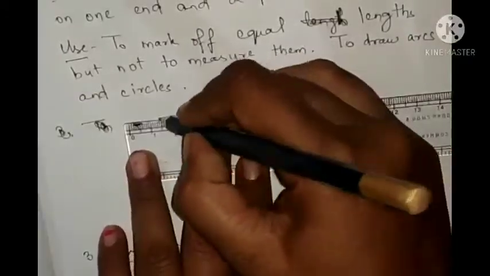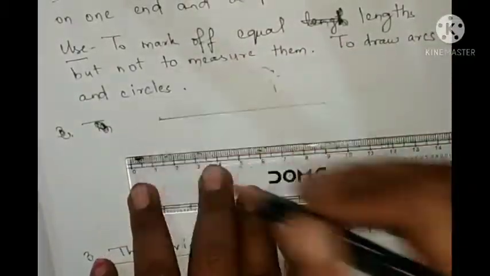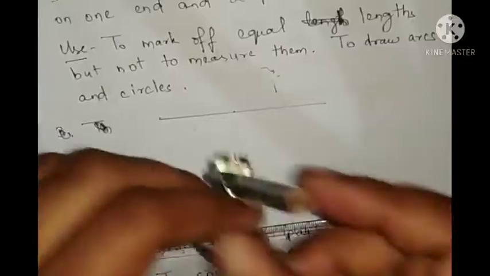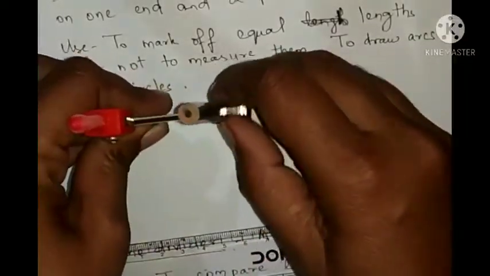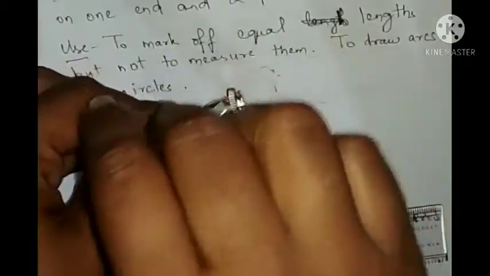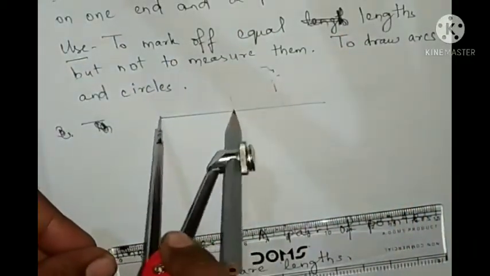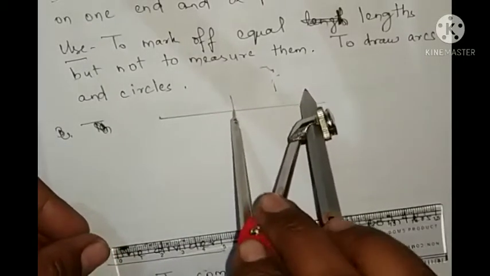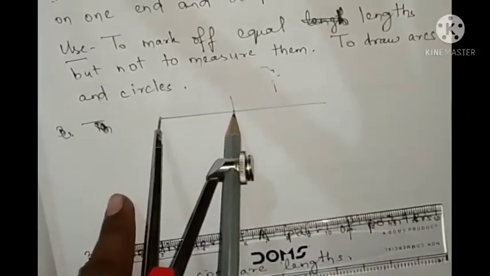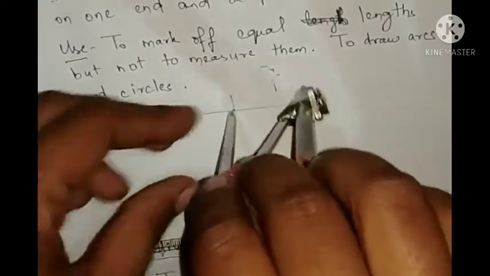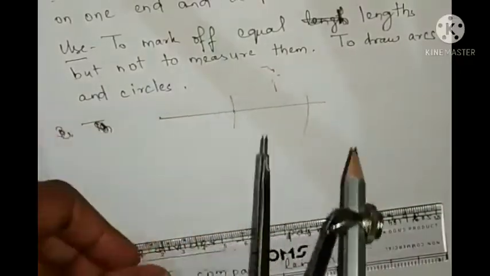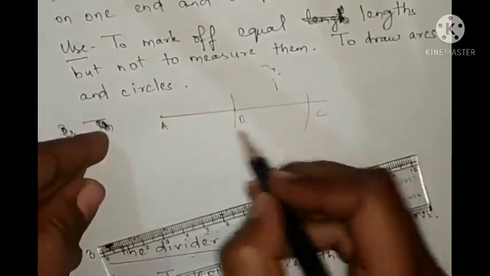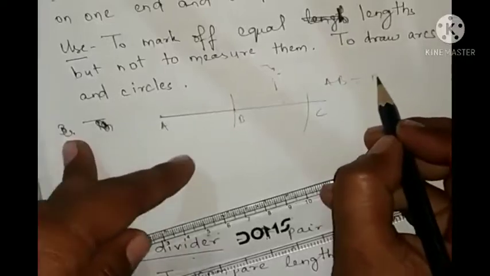Okay. So here if I want to mark it, what will I do? I can mark it anywhere. Look at here. How we can mark it? Like this we can mark, and we can make equal lengths. Here I have taken what length? Then you can take the other one. Okay, like this. If I write this A B C, here AB is equal to BC.